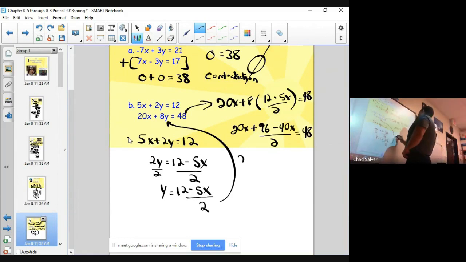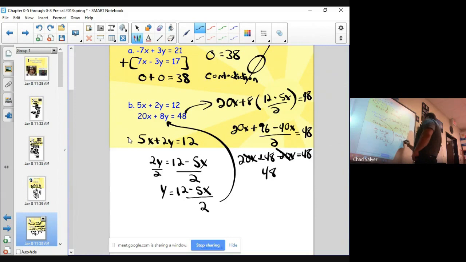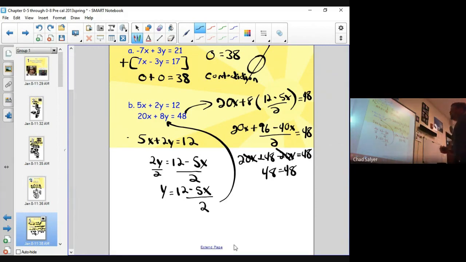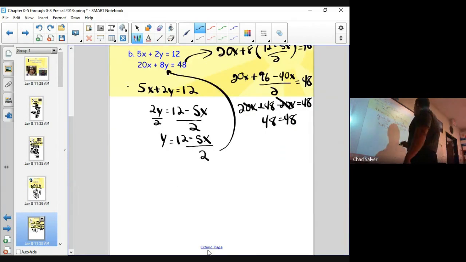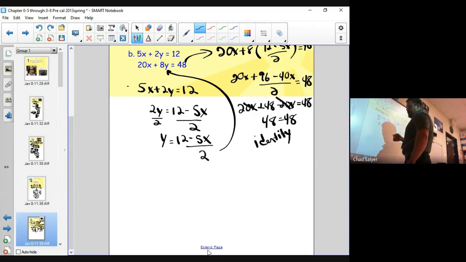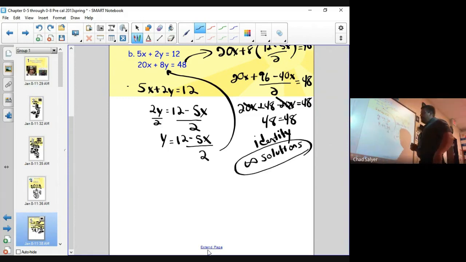Divide each of these by 2. 20x plus 48 minus 20x equals 48. The 20x's will cancel, and I get 48 equals 48. That is what's called an identity. In other words, something that's always true. And if you encounter an identity by legitimate algebraic means, you can immediately stop and say this system has infinite solutions. All right.